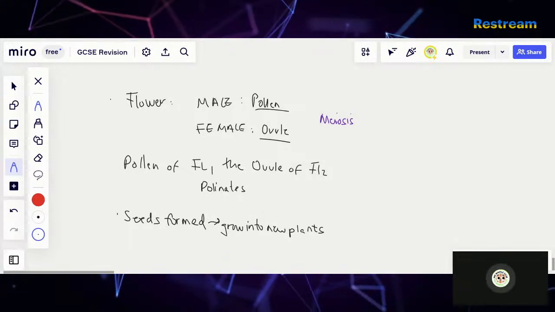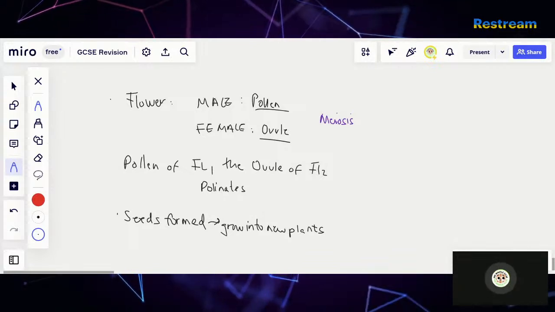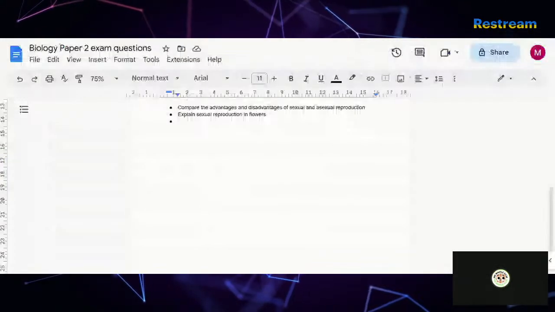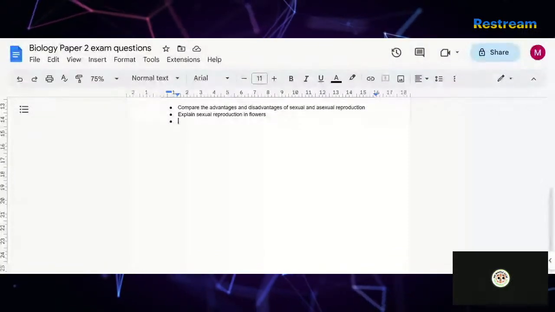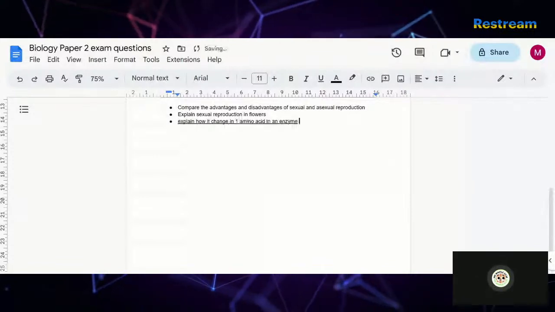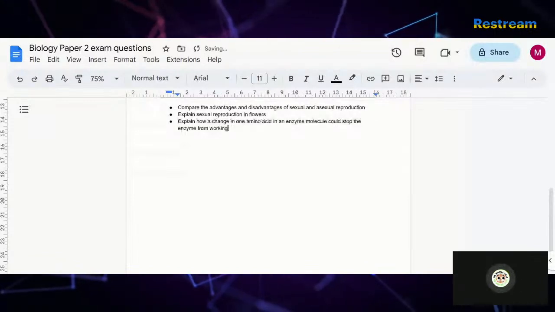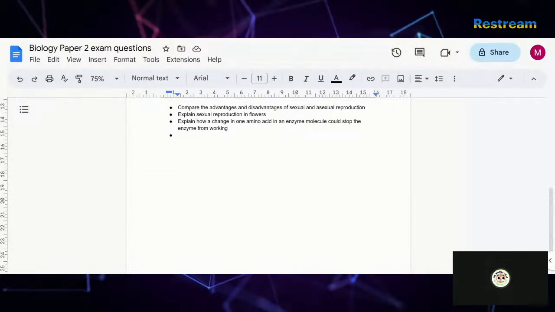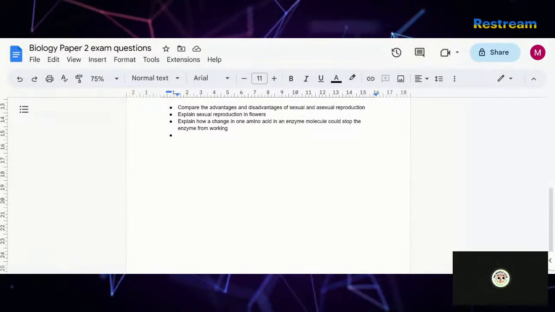Okay, so let's now move on to DNA and the genome. Explain how a change in one amino acid in an enzyme molecule could stop the enzyme from working. So what the question is saying here is, how can a mutation occur, basically? So let's look at this now.